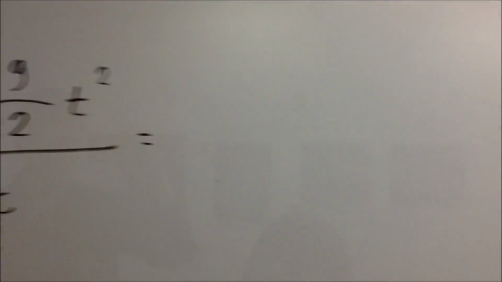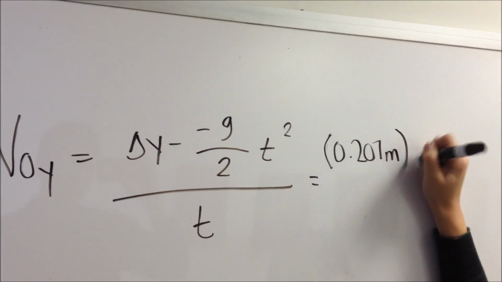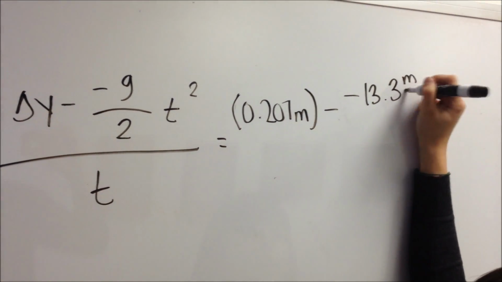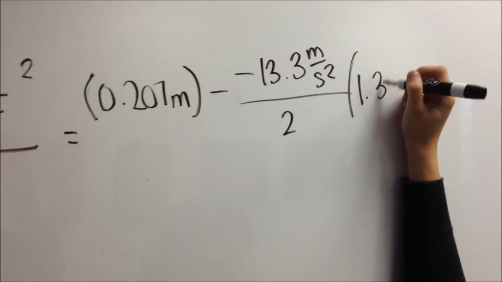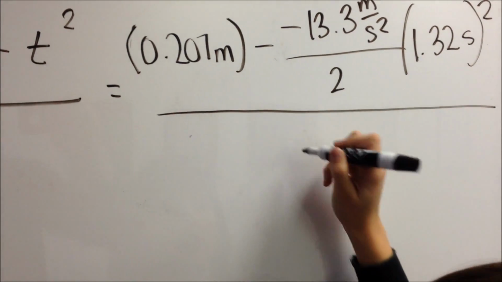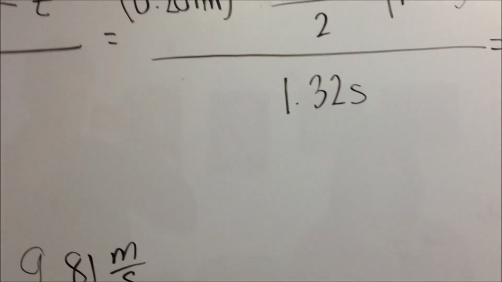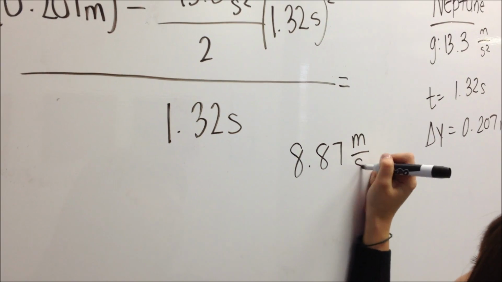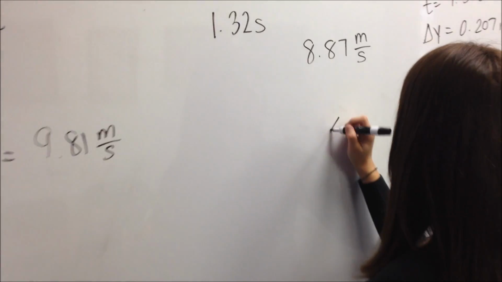So what we're going to do is go ahead and plug these in. We have 0.207 meters. We subtract it from the negative g on Neptune, which is 13.3 meters per second squared. Divide that by 2, and then we multiply by time squared, which is 1.32 seconds. And then we divide the whole thing by time, which is 1.32 seconds. Once we plug our numbers into the calculator, we end up getting a velocity in the y direction of 8.87 meters per second.